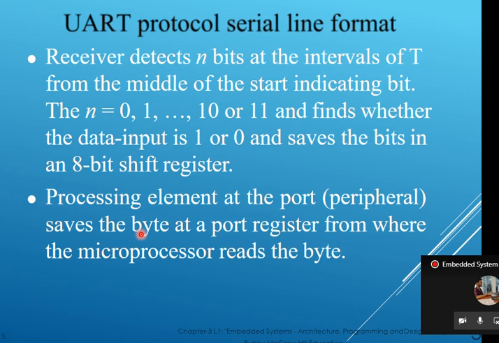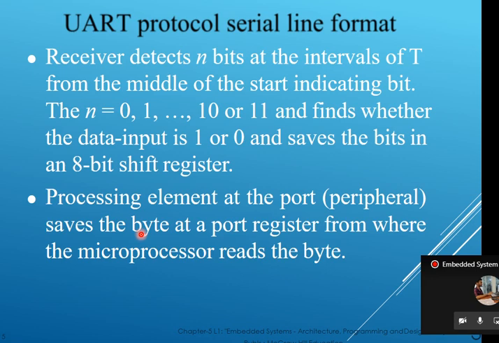And if you see here, they are using the 8-bit shift register in order to receive the 10-bit or 11-bit frame. So initially it will check the input. First a start bit will come. It represents that I'm coming and the data is along with me. So this is the initiation of the transmission.